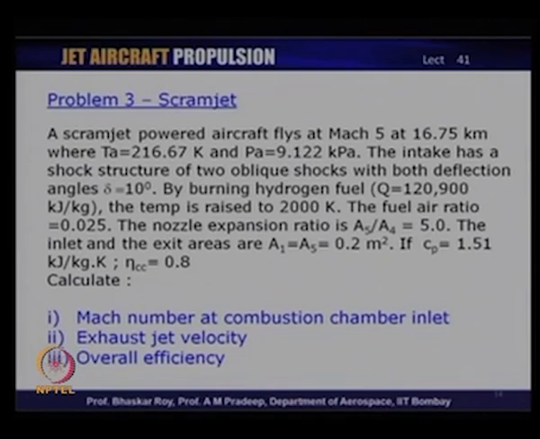Now, the Cp of this hydrogen fuel burnt gas is taken as 1.51 kilojoules per kg/K, and the combustion chamber efficiency is prescribed as 0.8, somewhat lower than the other jet engines. Because of the supersonic combustion that is going on, the efficiency is somewhat on the lower side, heat being added at supersonic speeds. If that is so, the problem statement asks to calculate the Mach number at combustion chamber inlet, the exhaust jet velocity, and the efficiency of this engine.